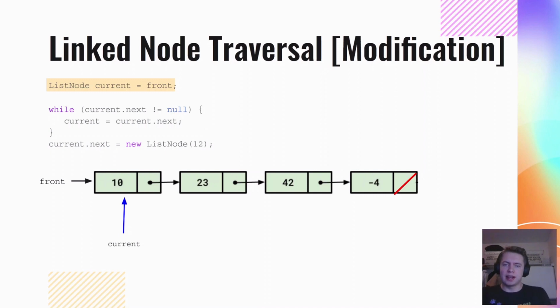This is a super common pattern. If it's read only, you'll often go until current is not equal to null. But for modification, we'll go until current.next is not equal to null a lot of the time, if not all.